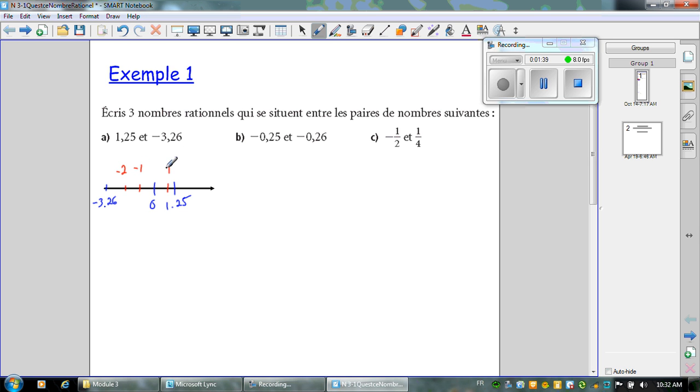Integers are rational numbers because 1 can be written as 1 over 1. It can be written as a fraction.